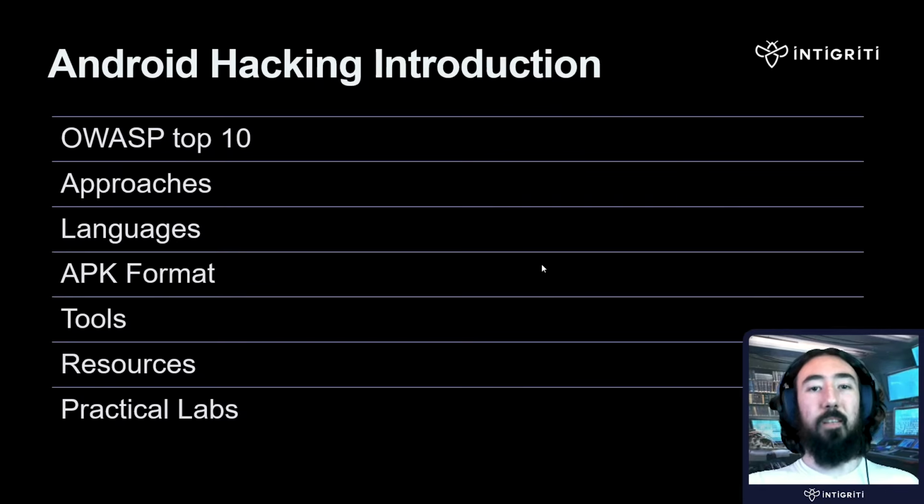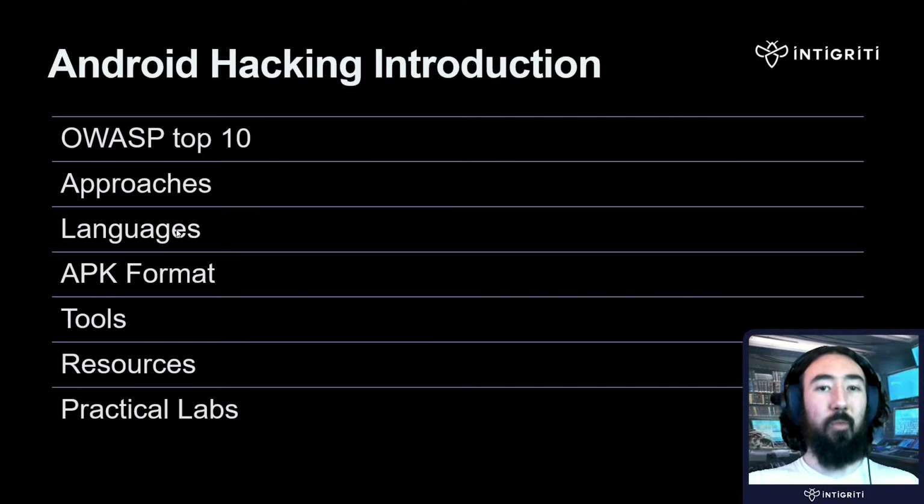In this video, we're going to take a look at the basics of Android hacking. We're not going to do any hacking in this video. It's going to be a general overview, but it'll form a good foundation for the future videos where we do some practical demonstrations. We'll start off with the OWASP top 10 vulnerabilities for mobile, and then we'll have a look at the general approaches for hacking Android applications or for reverse engineering them, and the languages that are used.